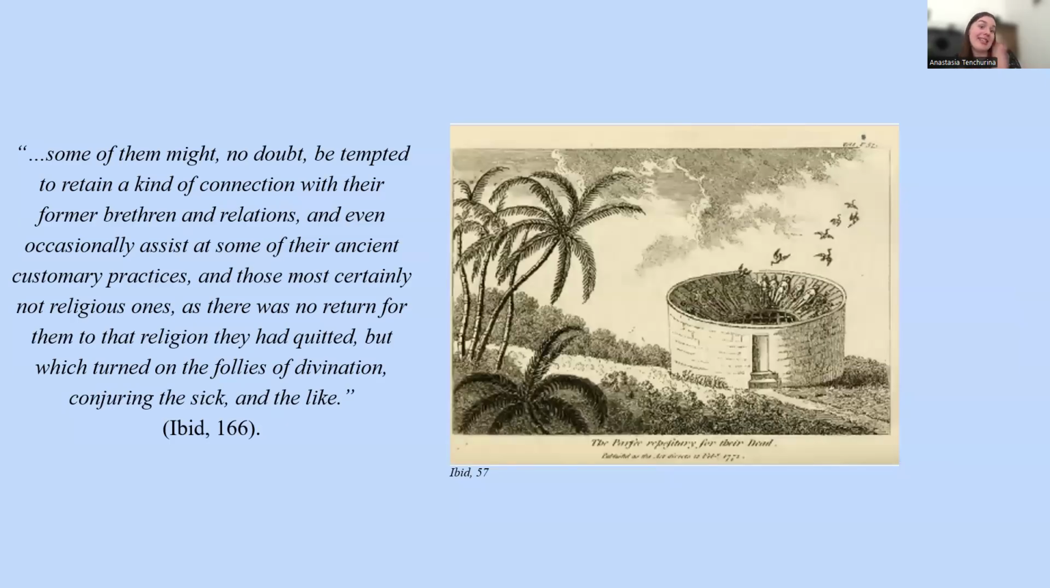And my next slide continues with Grocer, and it focuses on religious differences. And you can see the quotation that refers to ancient customary practices. And then it describes people as having not a legitimate religion, but the follies of divination, conjuring the sick and the like. And this phrase, in my opinion, places Indian practices within the language not of religious practices, but of superstition. So they're not treated as systems of knowledge in that period, and they're solely reduced to something that is foolish. And we can also see the visual over here.